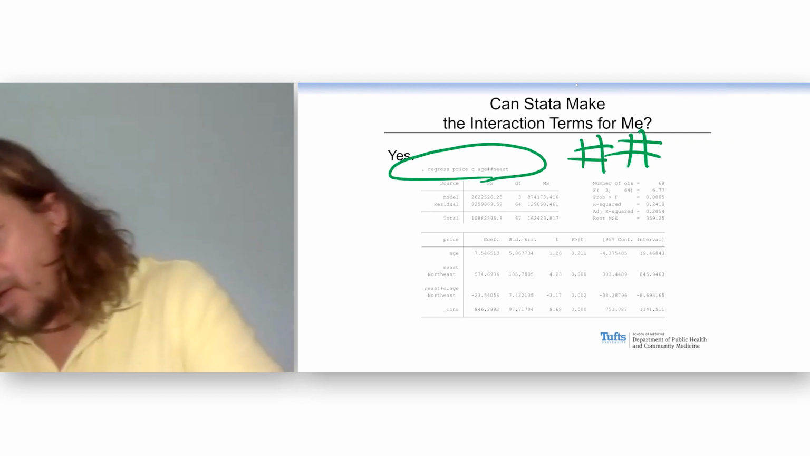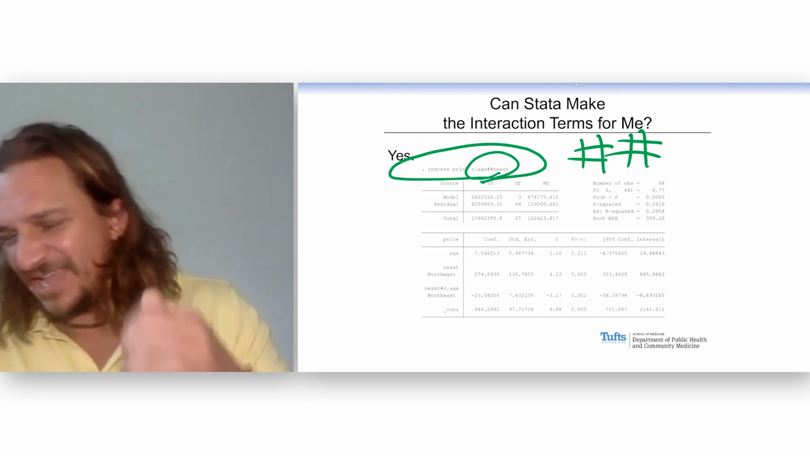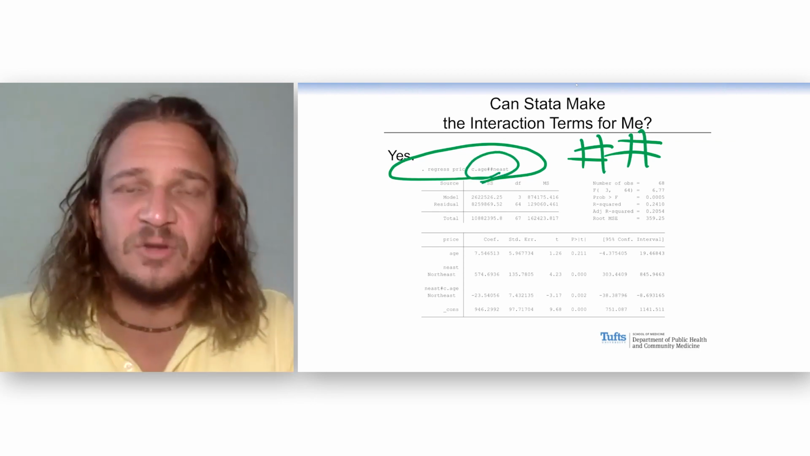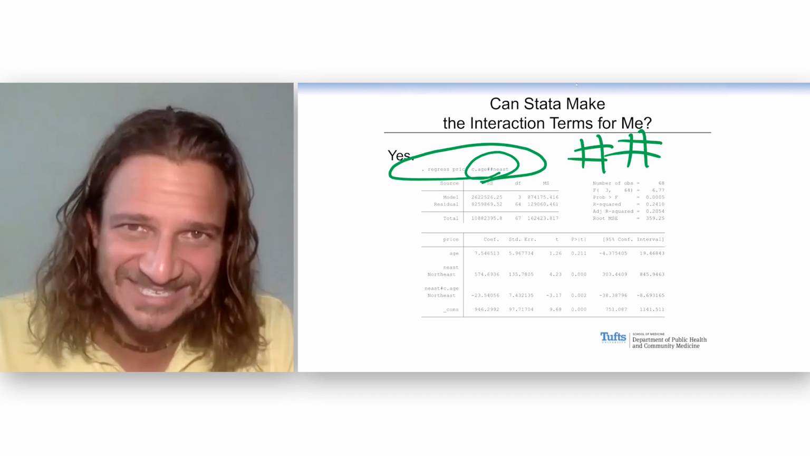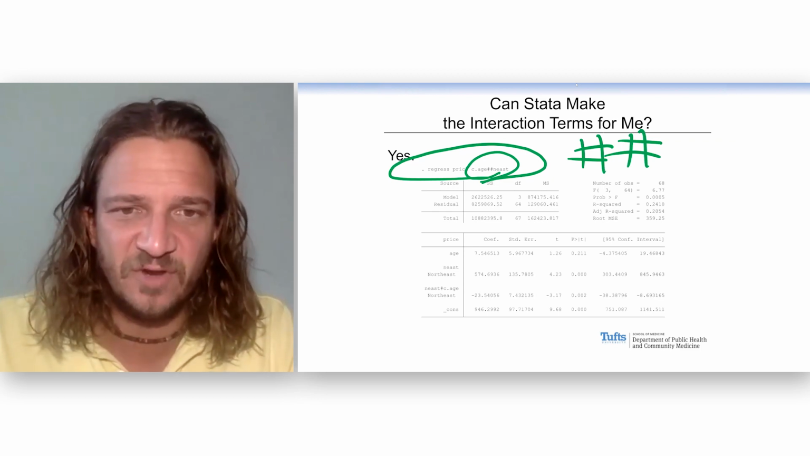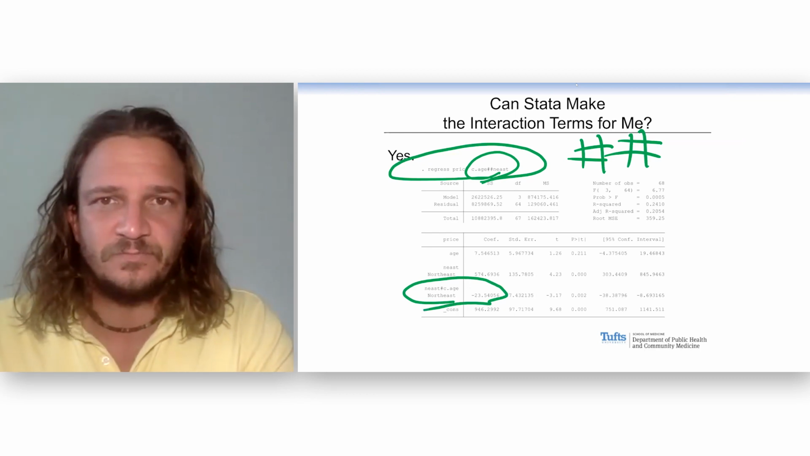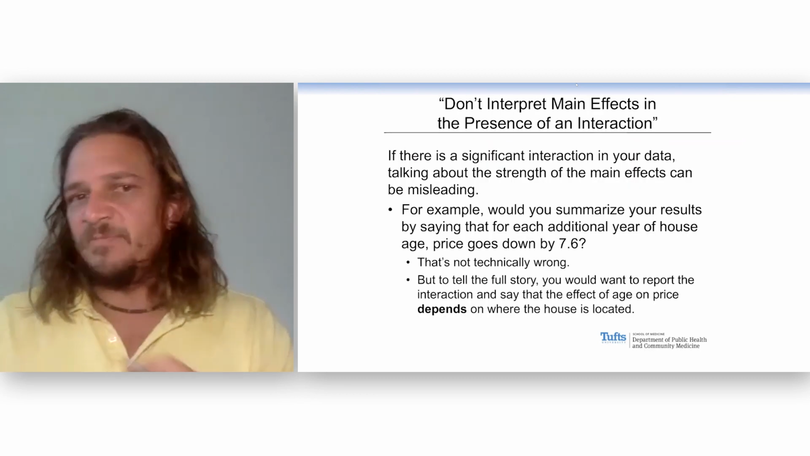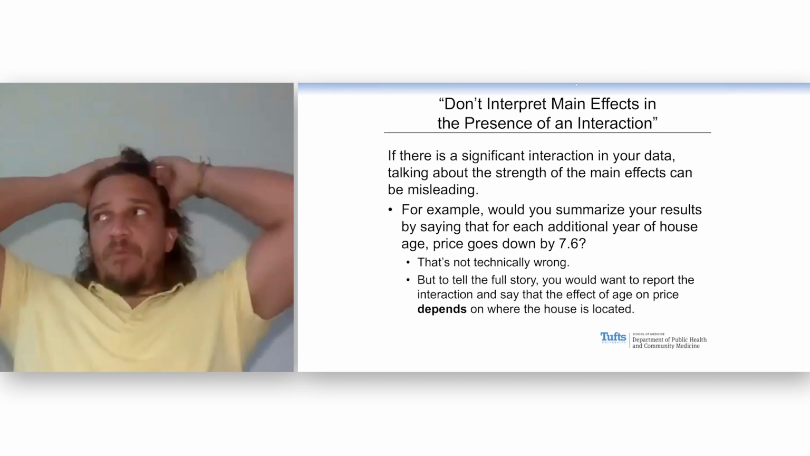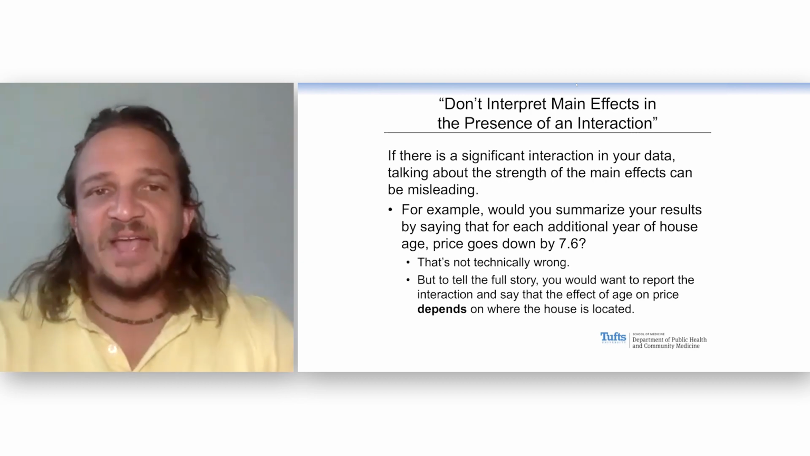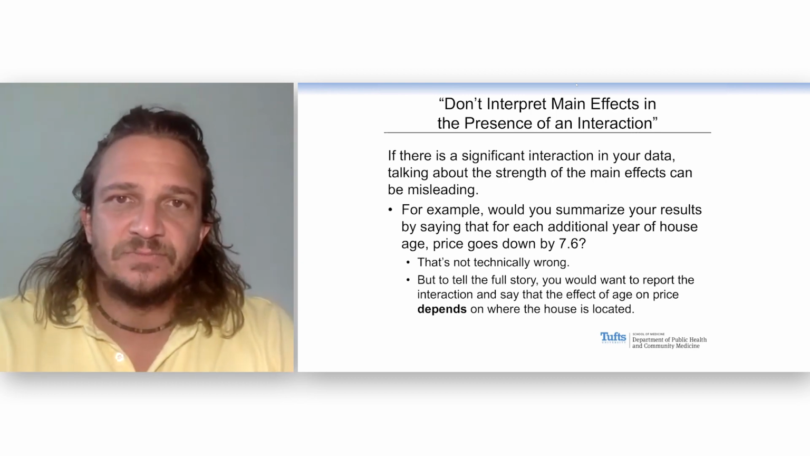But if you put 2 of them in there, Stata will, I almost said Satan, Stata will make the interaction terms for you. Now we have to put that c in because that's a continuous variable, age. But you see from the model here that there's our interaction term. It's important to say at this point that you don't interpret the main effects when there is an interaction.